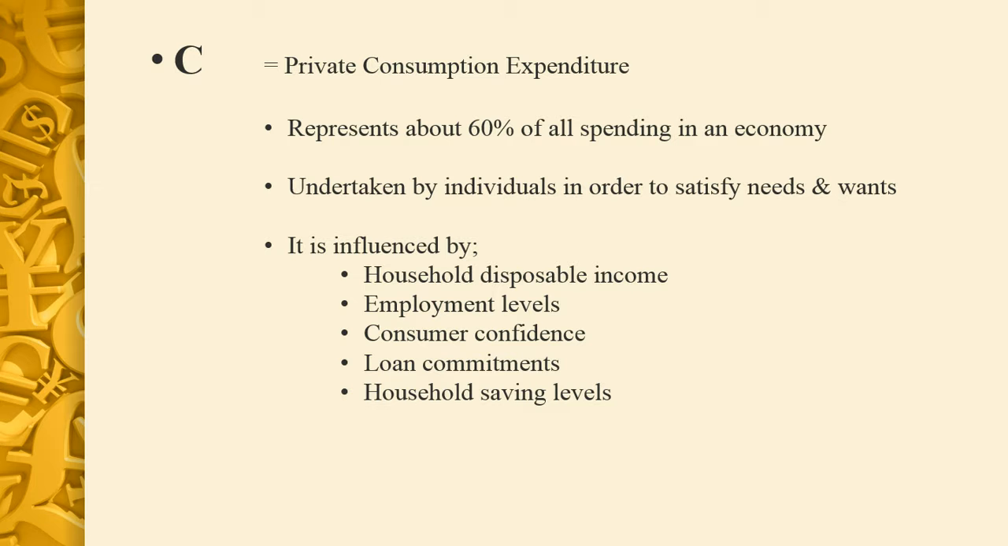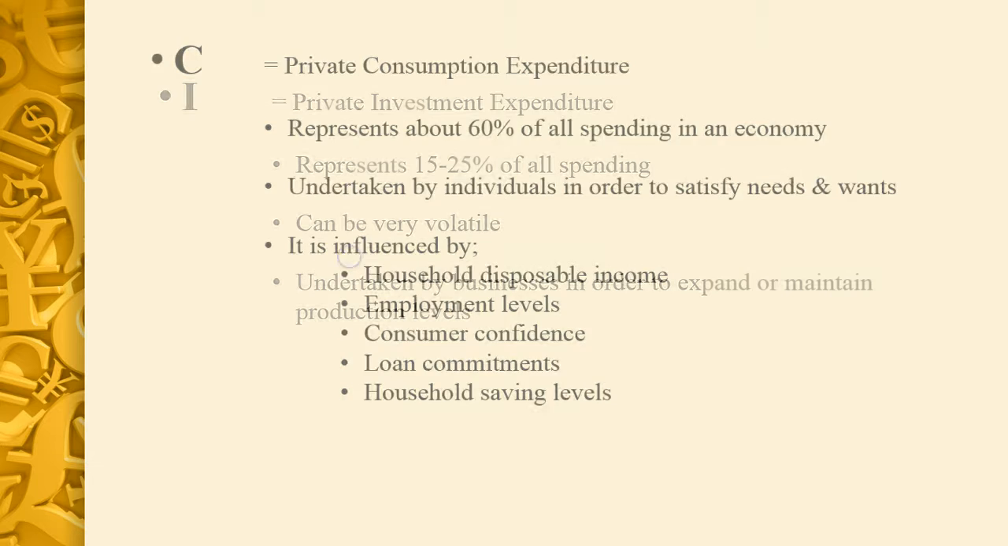Loan commitments, mortgages, credit cards, all sorts of things. I recently read an article that said Australia was $21 billion worth of debt in credit cards. So all these sorts of things have an effect on how much we can go out and spend. Household saving levels. Some people live pay packet by pay packet, other people are saving for a holiday. So you know what, for the next year or so, we'll go without a lot of things, we'll buy no-name brand products in order to save money for our holiday. Okay, so that's C, private consumption expenditure.